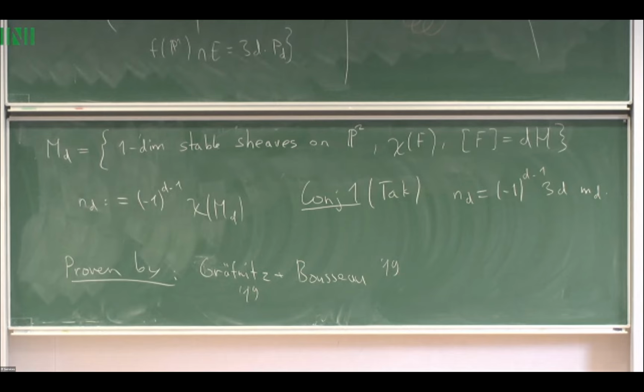So the invariant I introduced, m_d, is a little bit inconvenient because it's really hard to compute, but also it kind of has this dependency on a point. So is there some invariant which is independent of the point? And the answer is yes, there is.